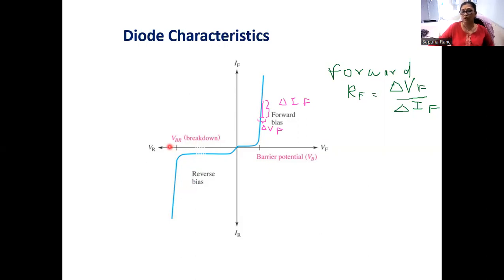So breakdown voltage is the voltage at which the reverse current through the diode suddenly increases, which will be responsible for damage of the diode or burning of the diode. So this is what the diode characteristics are, both forward bias and reverse bias. Three important parameters we get from these characteristics. One is the cut-in voltage, knee voltage or barrier potential. Second is the forward resistance of the diode. And third is the breakdown voltage of the diode.